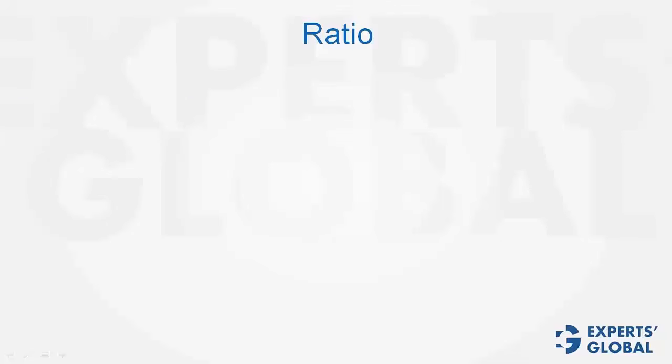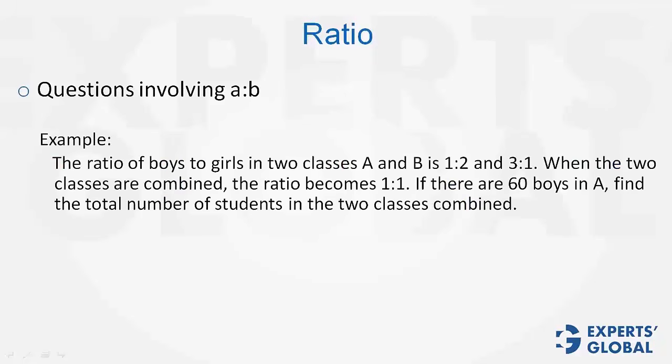Let's start from the basics. The concept of ratio. Questions involving ratio between two elements, A and B. Example, look at this one. If you have seen the alligation video, you would find it easy to solve. This question involves ratio between two elements, boys and girls, in this case.